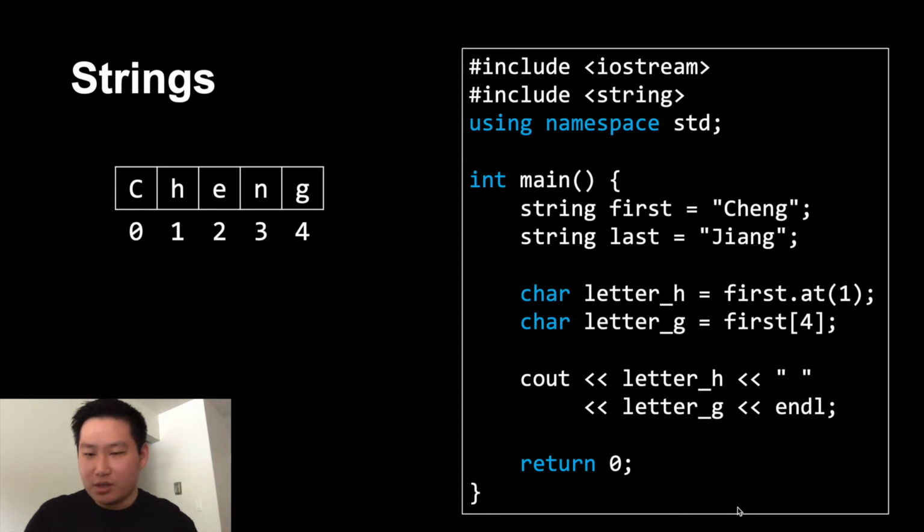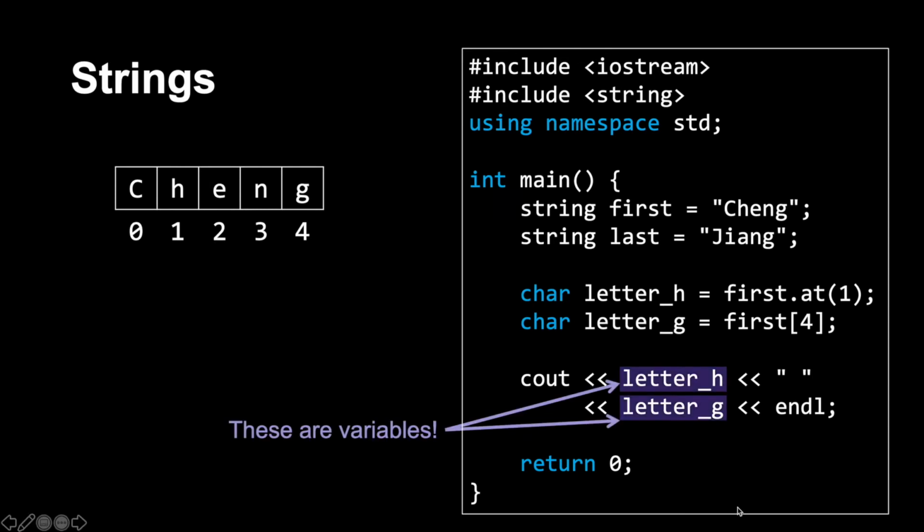Similarly, we can use a square bracket to index into the string. So for example, here, the fourth character inside of the string Chang is G. Okay, so these are character variables, and we can print them out using cout. So again, the letter H and letter G are two variables that we're printing out to the terminal.